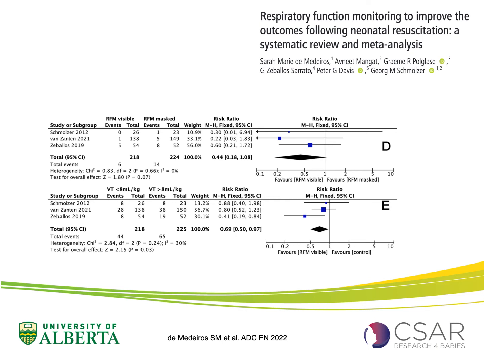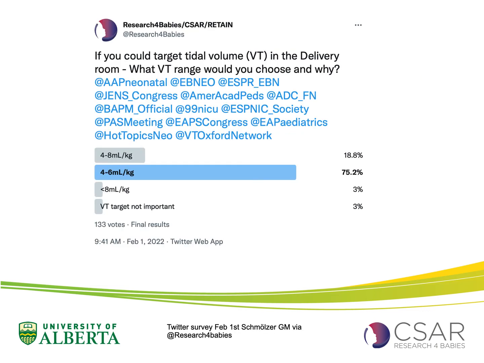However, it significantly reduced the tidal volume delivered over 8 mL per kilo. Now, I know there will be some questions asked to the audience during that talk. I asked a similar question about whether anyone in the Twitter community would be interested in having targeted tidal volume delivery in the delivery room and what tidal volume range they would choose. The majority of people wanted it, and they would like to target 4 to 6 mL per kilo.